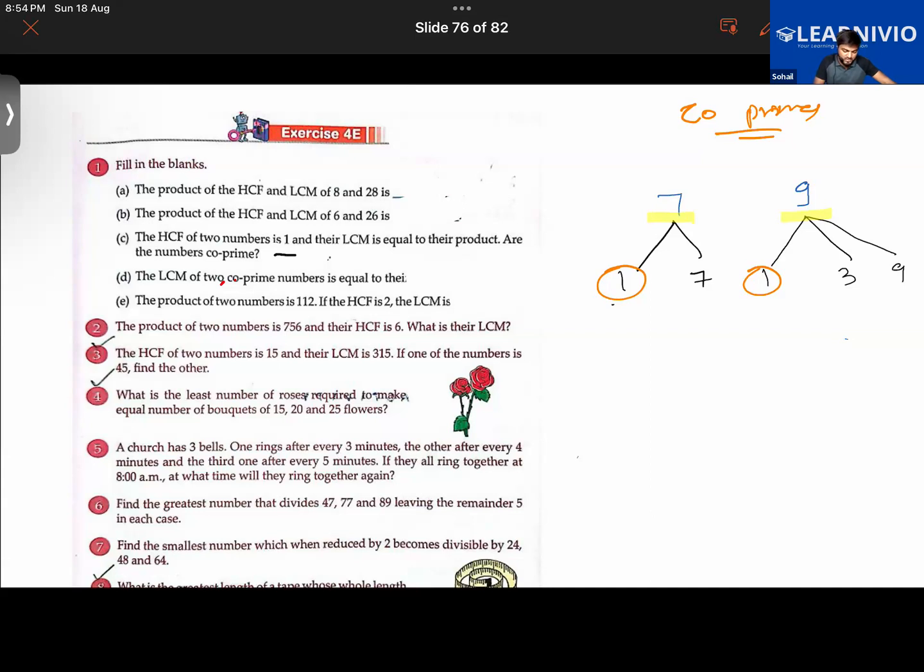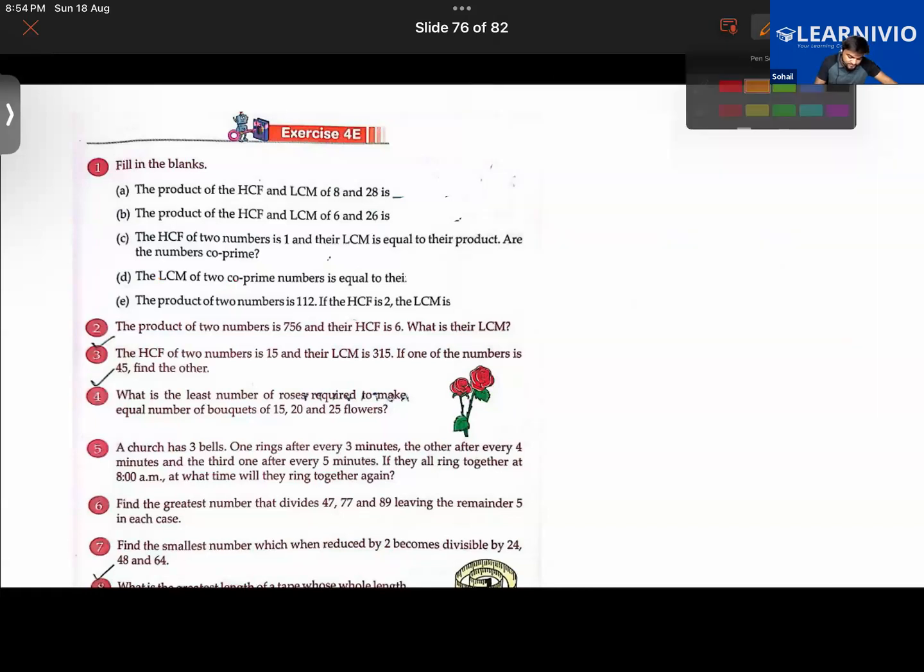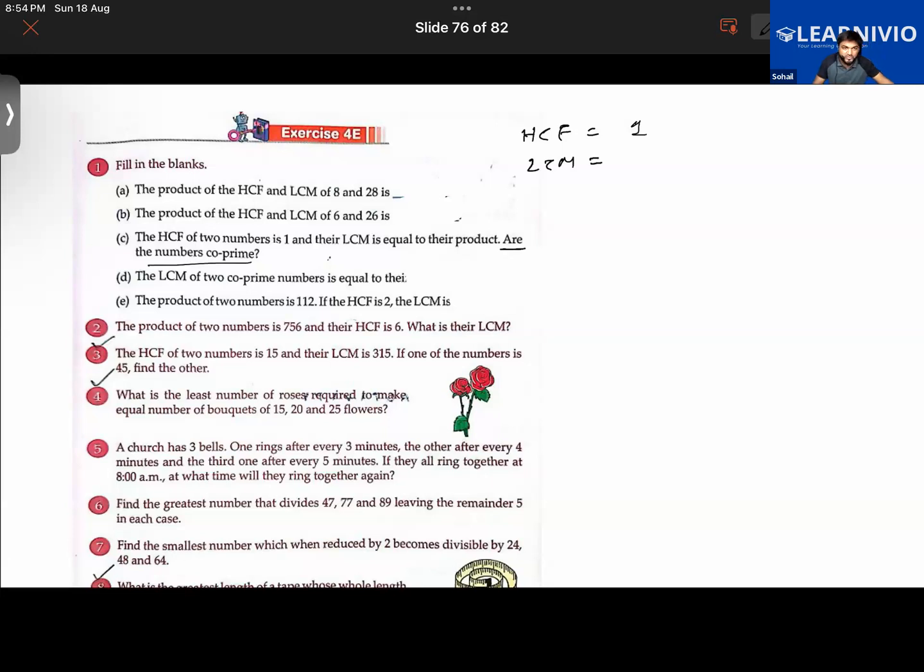See, question C: the HCF of two numbers is 1, and the LCM is equal to their product. Are the numbers co-prime? First of all, try to understand the question. It says that the HCF of two numbers is 1 and their LCM is equal to their product. Are the numbers co-prime?